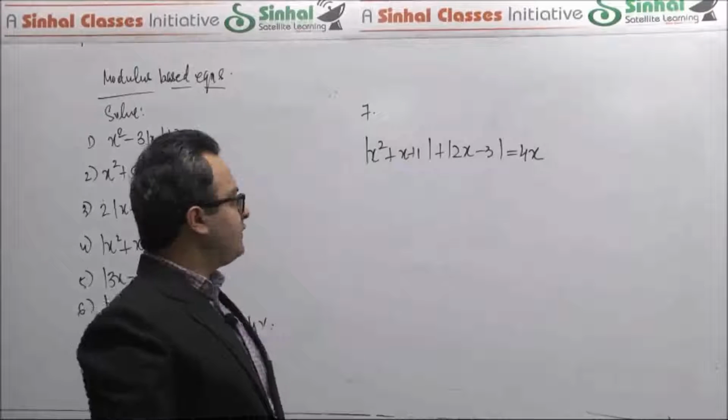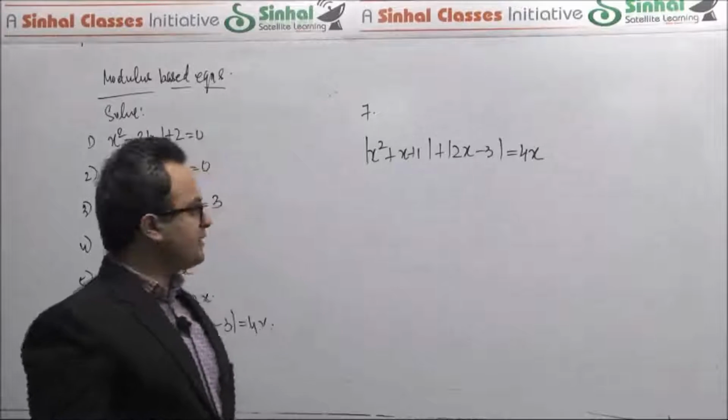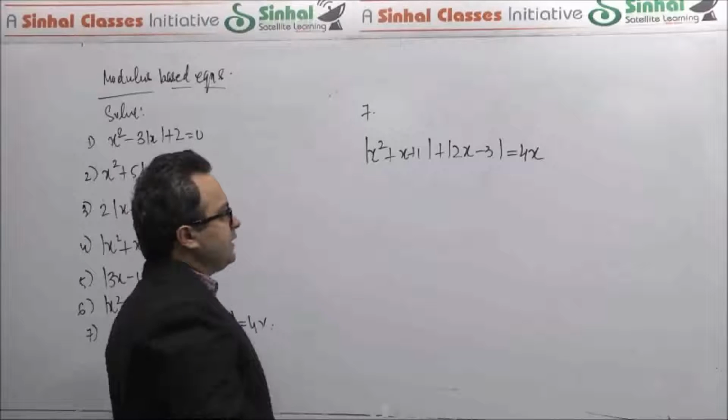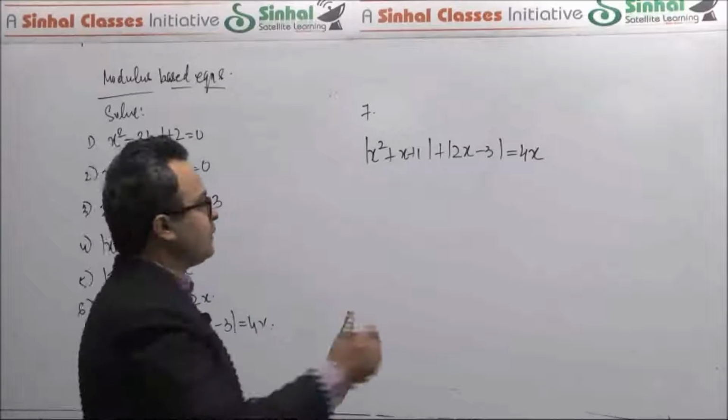In the seventh one, you actually have two terms with a modulus on them. Typically in such questions, we'll have to take multiple cases. But in this specific question, that can be avoided by observing that x square plus x plus 1 will always be positive.